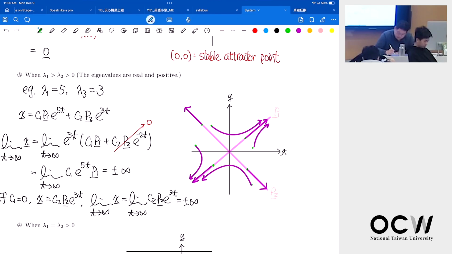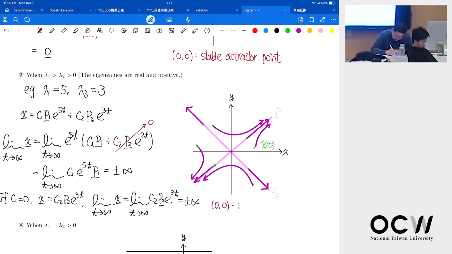Okay, suppose this is the initial value or position x of 0. In this case, the origin, you see that they cannot just cross to the origin. The origin becomes an unstable point. So we call this origin (0, 0) an unstable repelling point.